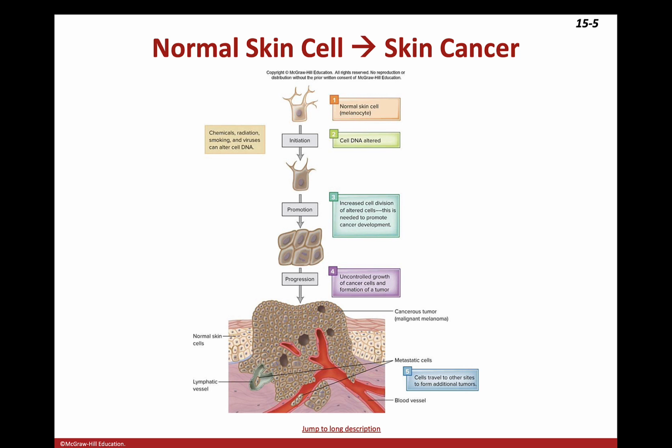Now comes the progression phase. This is actually uncontrolled growth of cancer cells and the formation of a tumor. Here we basically can see normal skin. And notice what we have here is the progression of that cell tumor. Now notice that this tumor is also well vascularized, so there are potentials for cells from this tumor to actually migrate to other sites to form additional tumors elsewhere within the body. Another avenue would actually be the lymphatic system.